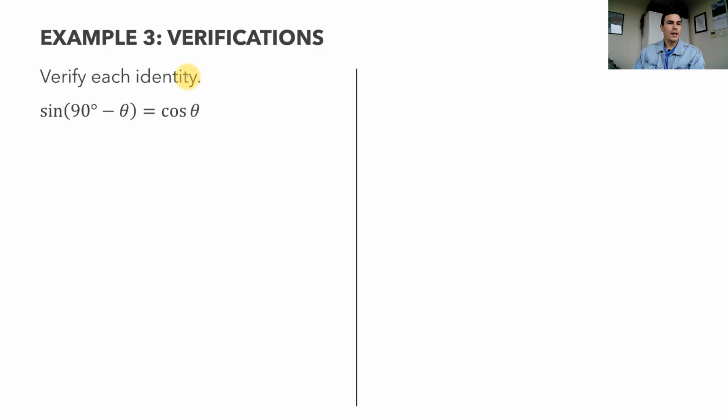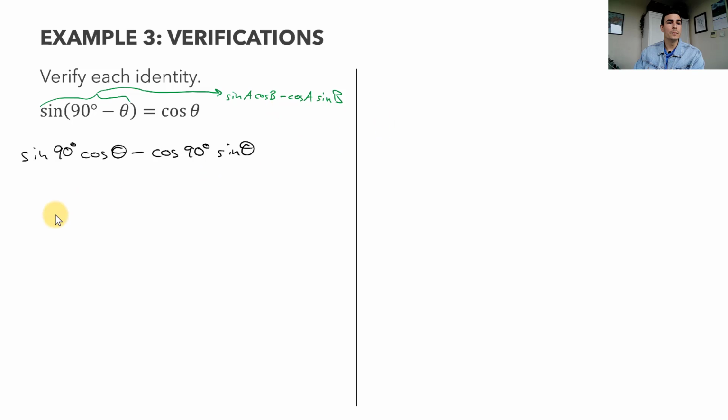Okay, last example slide. Here we're going to do some verifications. We're going to verify this identity: sine of 90 degrees minus theta is equal to cosine theta. Keep in mind what we have here is the difference identity for sine. So this is going to be sine A cosine B minus cosine A sine B. So that's going to be sine of 90 cosine theta minus cosine 90 sine of theta.